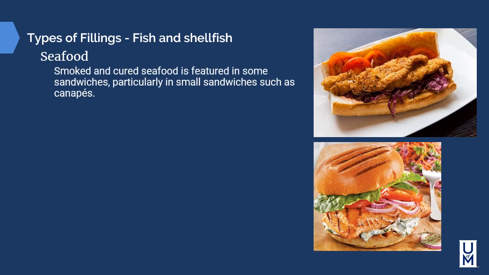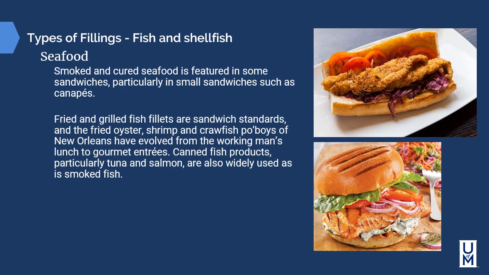Smoked and cured seafood is featured in some sandwiches, particularly in small sandwiches such as canapes. Fried and grilled fish fillets are sandwich standards, and the fried oyster, shrimp, and crawfish po' boys of New Orleans have evolved from working men's lunch to gourmet entrees. Canned fish products, particularly tuna and salmon, are also widely used, as is smoked fish.